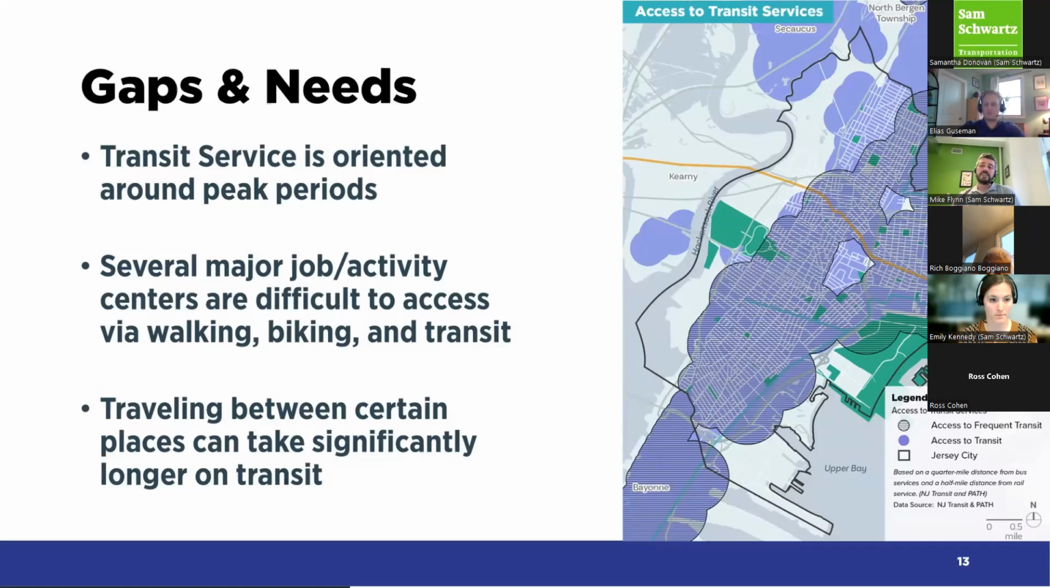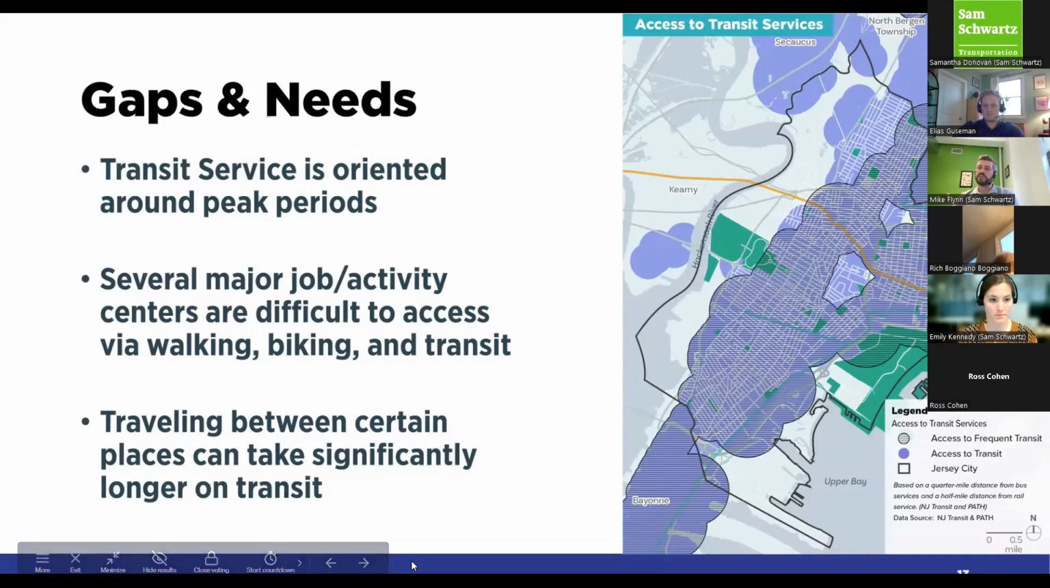Also, job and activity centers that are difficult to access include Hudson Mall, the big box retail north of Newport Center, Port Jersey Industrial Park, Liberty State Park Industrial Park, and Lincoln Park. For certain locations that lack access to PATH or light rail, it can take more than twice as long for people traveling on transit to complete their trip than people driving. And many of these trips originate in areas with high concentrations of those Title VI and environmental justice populations.